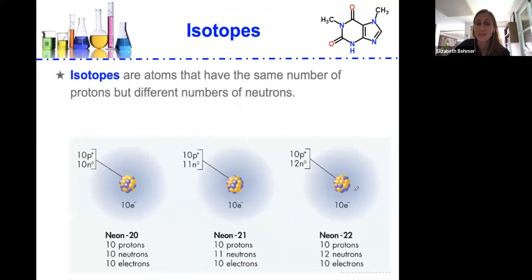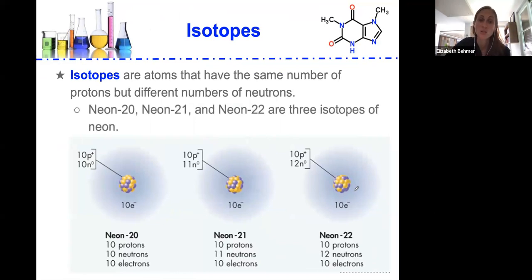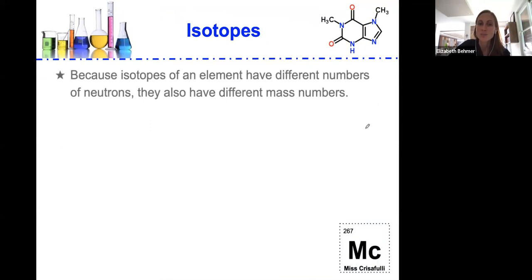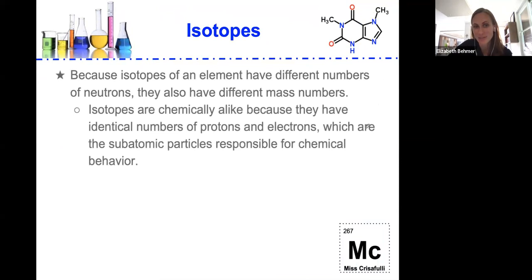Isotopes are atoms that have the same number of protons, but different numbers of neutrons. So neon 20, 21, and neon 22 are 3 isotopes of the atom neon with different numbers of neutrons, respectively, so they will have slightly different mass numbers. Because again, neutrons will determine the mass. Because isotopes of an element have different numbers of neutrons, they also have different mass numbers.